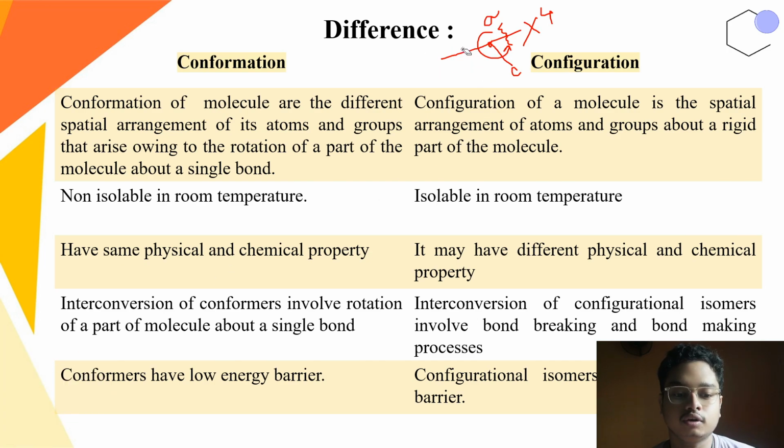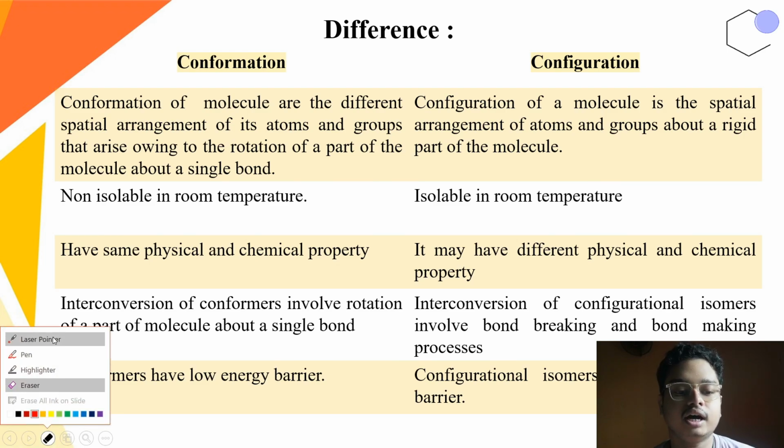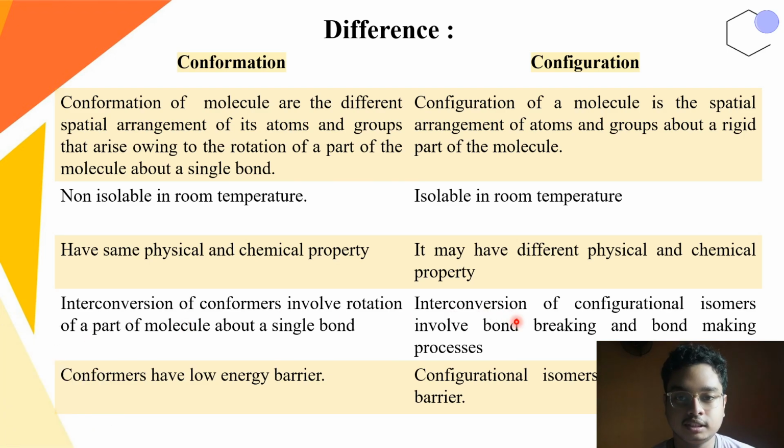Also, conformers have a low energy barrier, which is why they can be interconverted at room temperature, whereas configurational isomers have a high energy barrier. So this is the firm difference between conformational analysis and configurational analysis. I hope this is clear. Now, due to this particular carbon-carbon bond rotation, the groups present generate some kind of strain in the molecule, and that's why some conformers are stable and some are not.